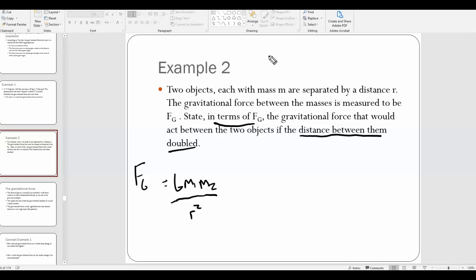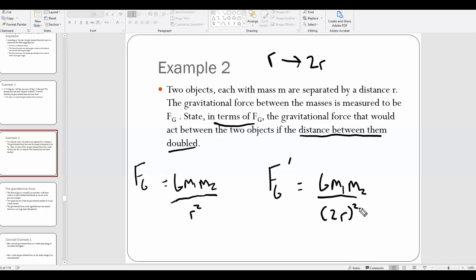So the change we're making is making r into 2r because we're doubling the distance between the two objects. I want to find a new force of gravity, Fg prime, and I'm going to do that by making the substitution they tell us to make. Instead of r squared, it's going to be (2r) squared. The square has to go outside the parentheses. That's very important. So 2 squared is 4, r squared is r squared, so you get 4r squared.